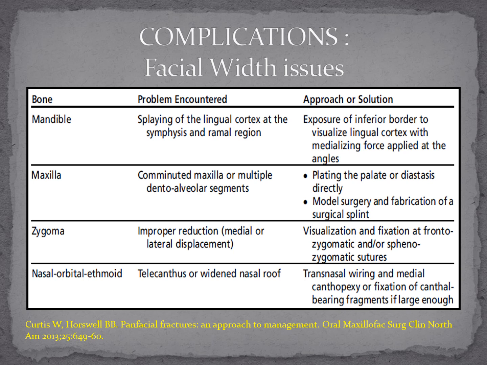In the maxilla, if there are comminuted fracture fragments or multiple dentoalveolar segments, plating of the palate or diastasis directly can be used. That could probably be the only solution in order to be able to achieve a proper width of the maxilla, and a model surgery and a surgical splint fabrication are really helpful in these kinds of situations.